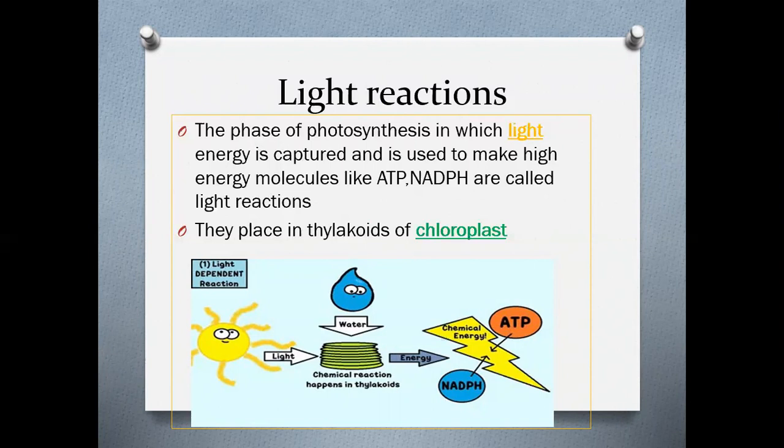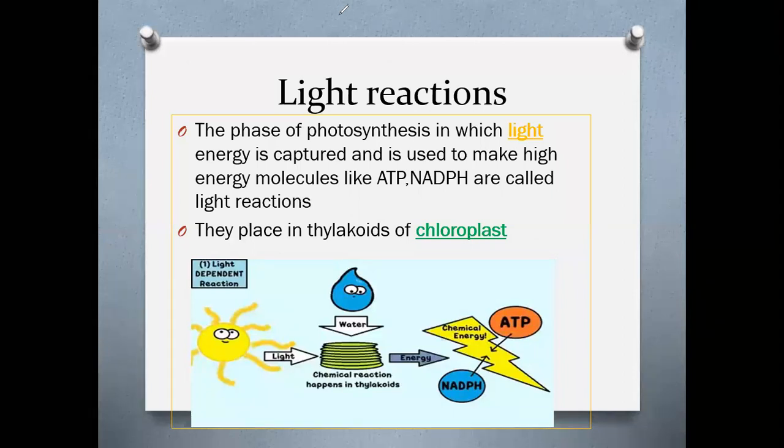We learned that photosynthesis consists of two phases, light reactions and dark reactions. In light reactions, we will have a deep and explained review today. So let's start our journey. What are light reactions exactly? It is the phase of photosynthesis in which light energy is captured. From where? Light energy is captured from the sun and is used to make high energy molecules.